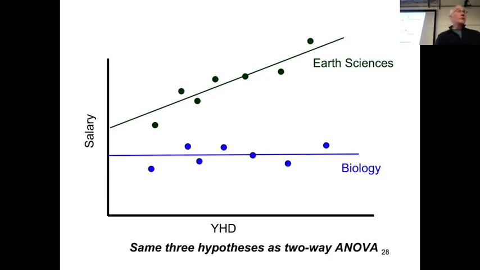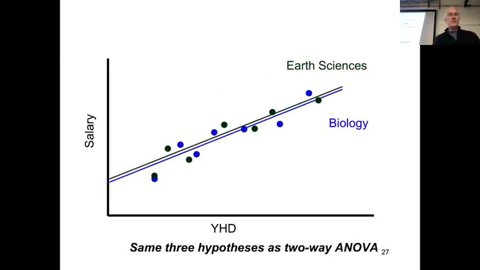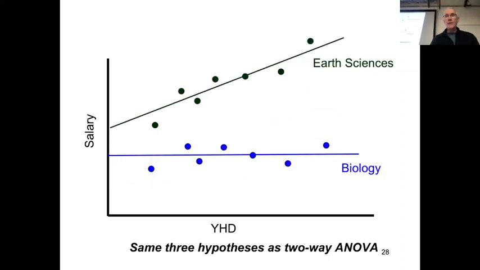If you don't reject the interaction null, then yeah, for sure, go on and see if maybe you have this situation. There's no interaction. So it turns out that department, I'm not going to reject that, but years since highest degree, I'm going to reject that. Okay.